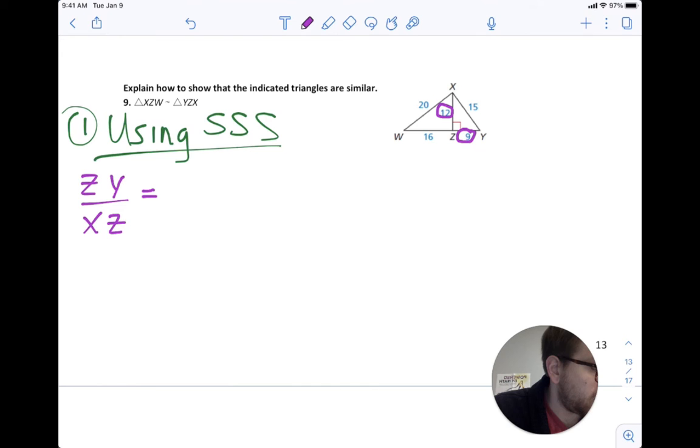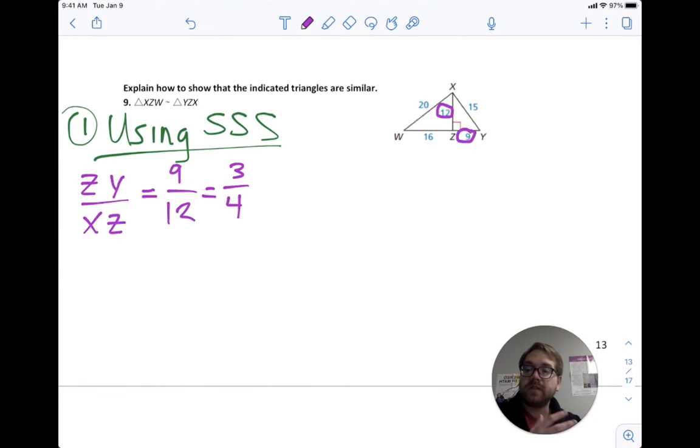So ZY has a length of 9, and XZ has a length of 12. So it has a ratio of 9/12, or if I reduce that, that's 3 over 4. So the ratio between ZY to XZ is 3/4. Now, in order to use the side-side-side theorem, I have to look at all the other two sides as well, find their ratio, and then see if they're all the same. And that will tell me if they're proportional. So that's what we'll do next.